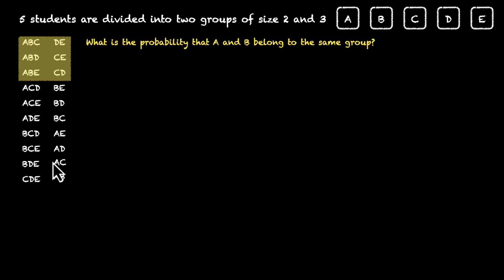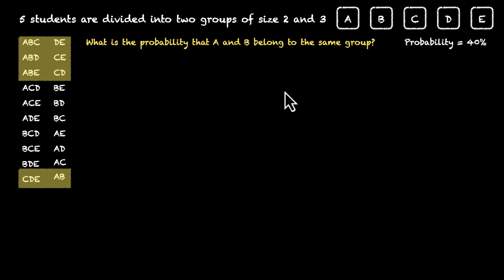Where else do we have them? Here's AB. A and B belong to this group of size 2 and C, D, E belong to the other one. No other scenario works for us. So 1, 2, 3, and 4. 4 out of 10, that's going to be 40%. So by listing down all possible scenarios, we see that the probability that A and B belong to the same group is going to be 40%.